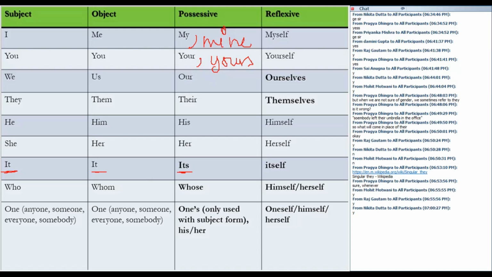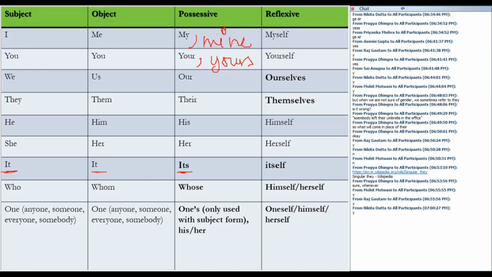Whereas when you want to say that something belongs to it, then you will have to use it without the apostrophe. And the reflexive form is itself. Many people are confused whether I should use the word who or whom. Who did you give this book to? Whom did you give this book to? Many people are confused. So we will discuss this also in detail.